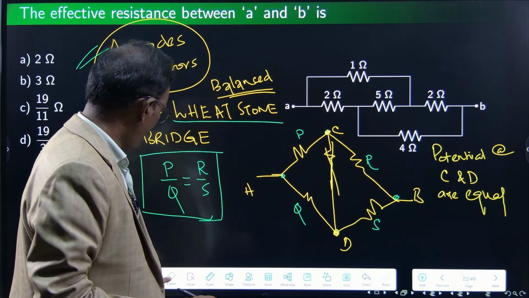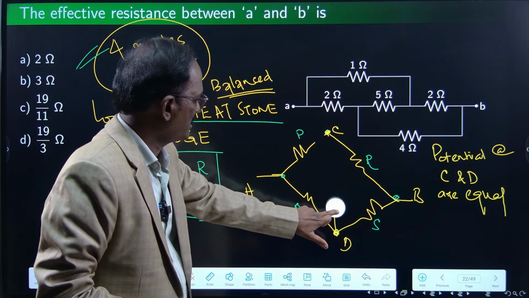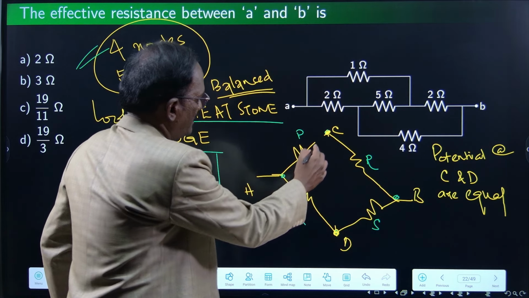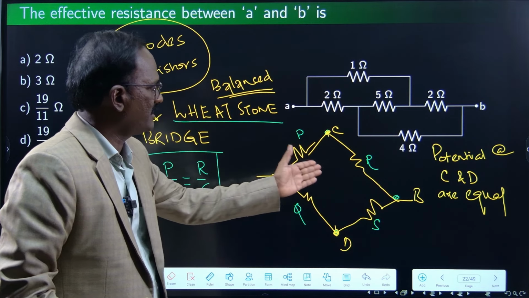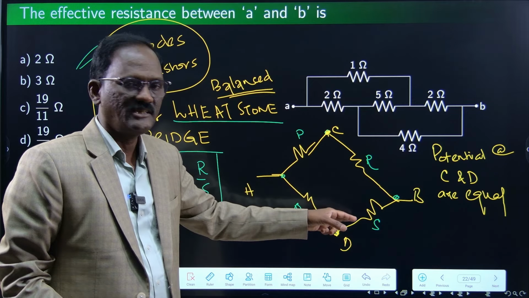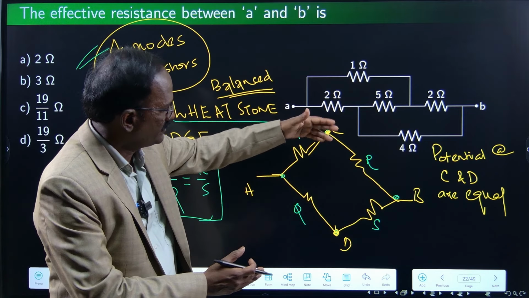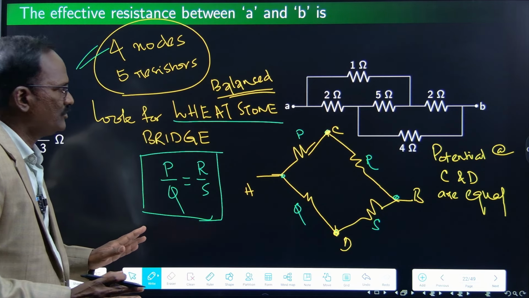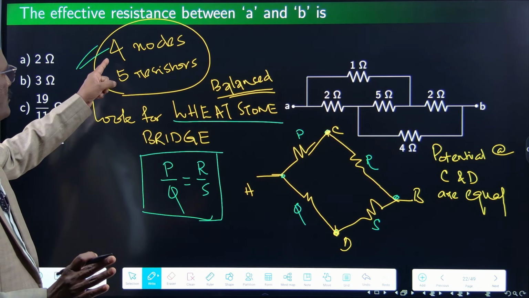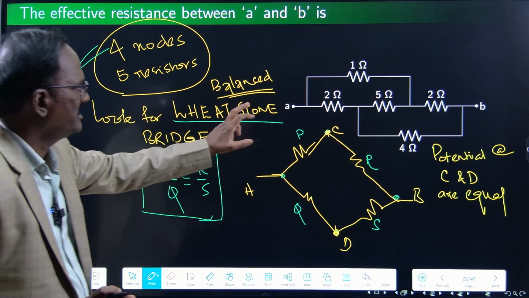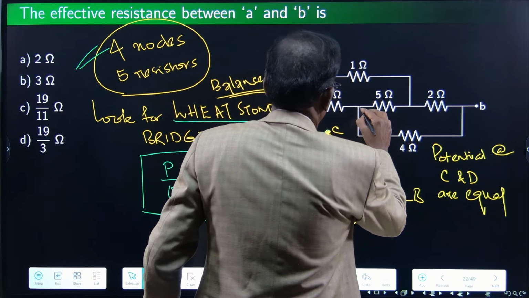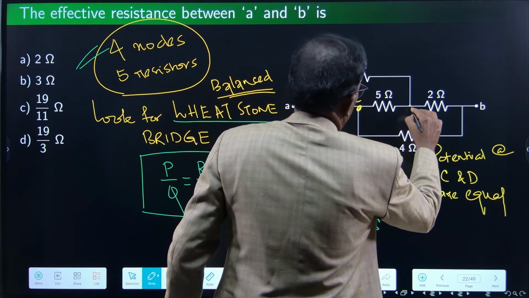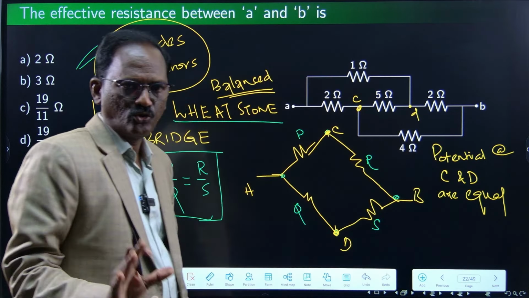Now, after removing this resistance, if you look at the circuit, it is so simple. P and R in series, Q and S in series, and these 2 series resistances are in parallel. Right? So, the trick is, look at whether there are 4 nodes: A, B, C, D. Yes, 4 nodes.